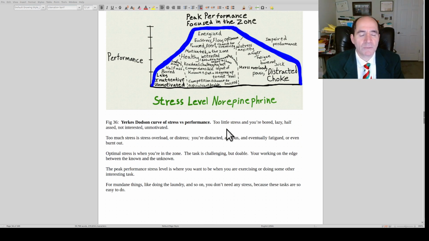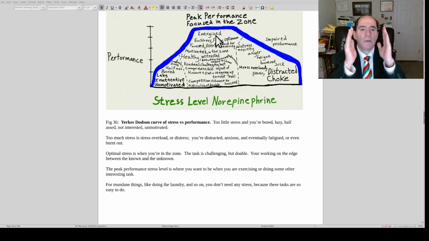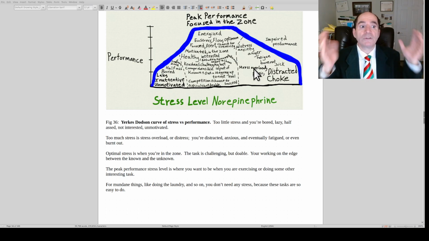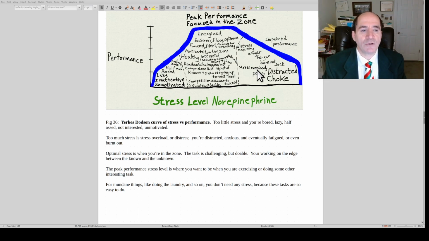Okay, now we're going to talk a little bit about peak performance. Okay, so peak performance, for getting into the zone to perform at your best at something, you want to be sort of in the middle. If you're not at all stressed and you're not at all enthused, motivated, excited, then you're like a slug. You don't got energy to do anything. But if you're overly stressed and freaked out, then you can't do much either.